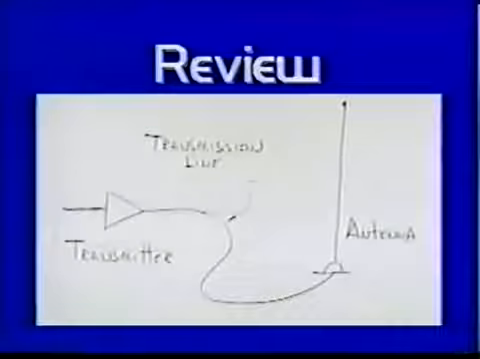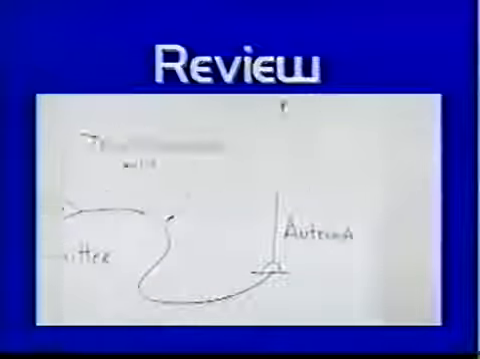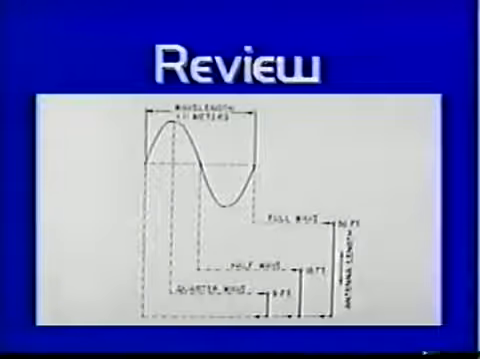For review, the power developed by a radio transmitter is present at the output of that transmitter. To obtain maximum radiation, the transmitter must feed a resonant antenna. For an antenna to be resonant, its electrical length should appear to equal the wavelength of the radio signal or be a multiple of that wavelength, such as a half wave or a quarter wavelength.